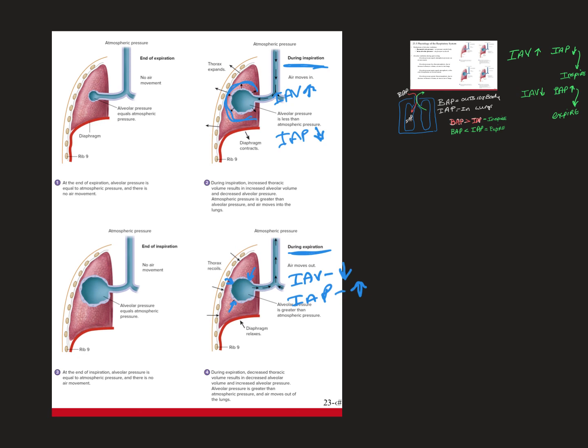What about these two other points? What about here and here? Why are there no arrows moving air? Because the pressure is equal to each other in the alveoli and the barometric. Yes, because at these two points, intraalveolar pressure equals barometric atmospheric pressure.